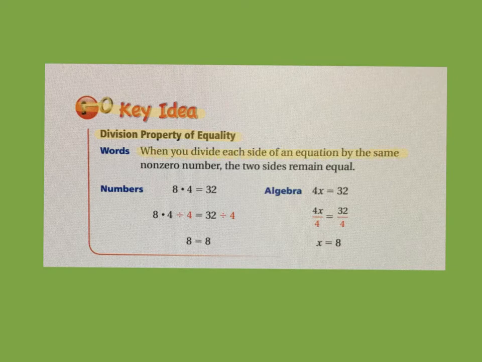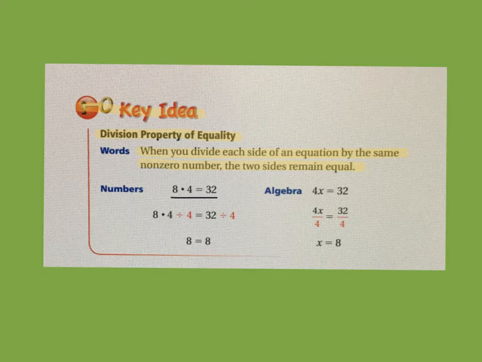When you divide each side of an equation by the same non-zero number, the two sides remain equal. Again, we balance out each side of that equation. When I say each side, I mean the left side of the equal sign and the right side of the equal sign, okay? All right, so let's look at it in numbers. If we had 8 times 4 equals 32, okay?